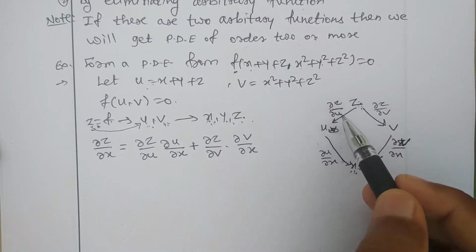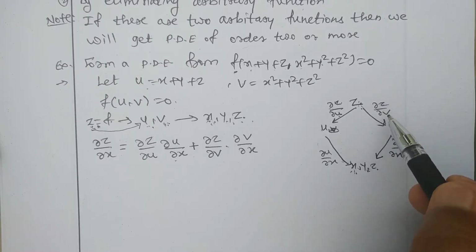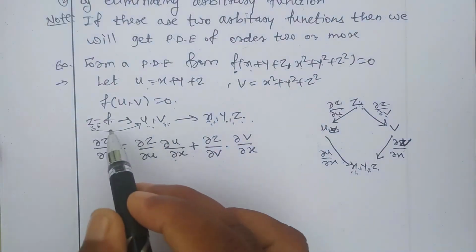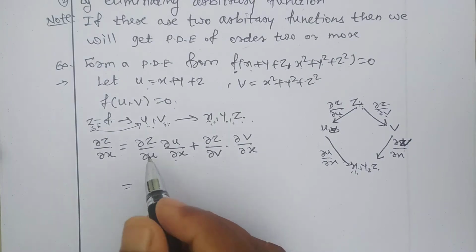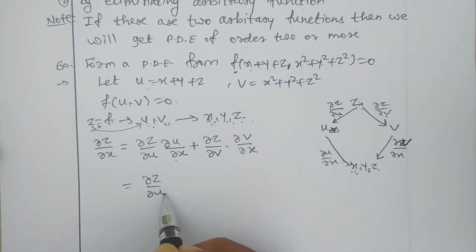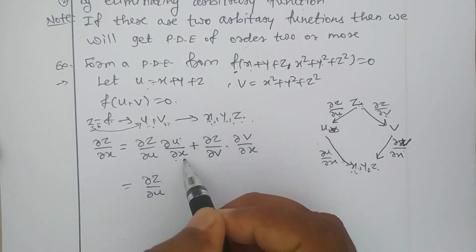That means ∂z/∂u into ∂u/∂x, plus ∂z/∂v into ∂v/∂x. So this is our formula for the derivative of z with respect to x. So this is equal to ∂z/∂u as it is, and what is the value of ∂u/∂x?